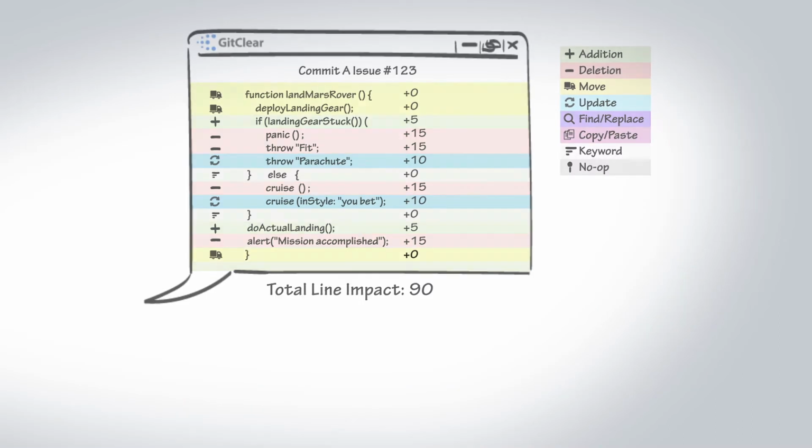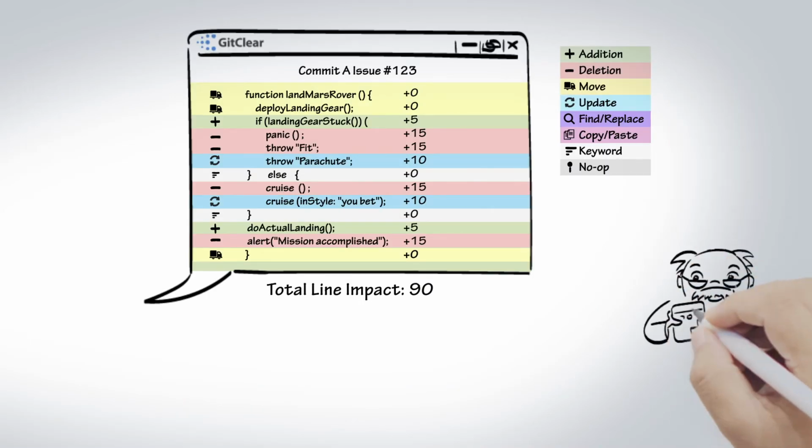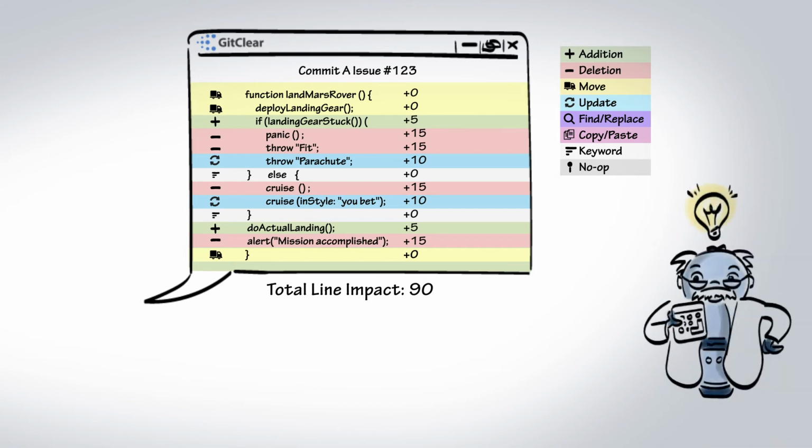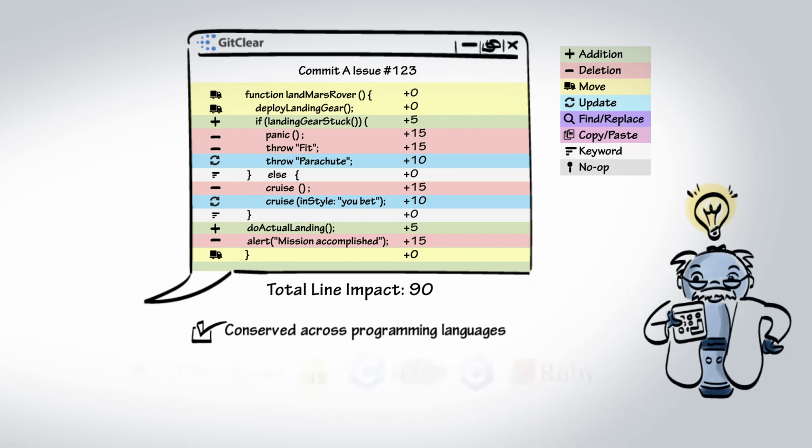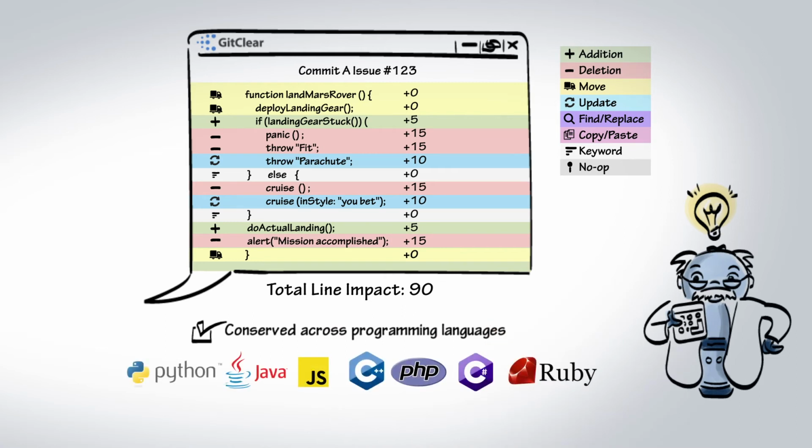There are about 25 input variables Git Clear considers to estimate cognitive energy. The coolest part? Line impact is conserved across teams and technologies. So it takes a predictable minimum of time to generate line impact, regardless of the programming language used.